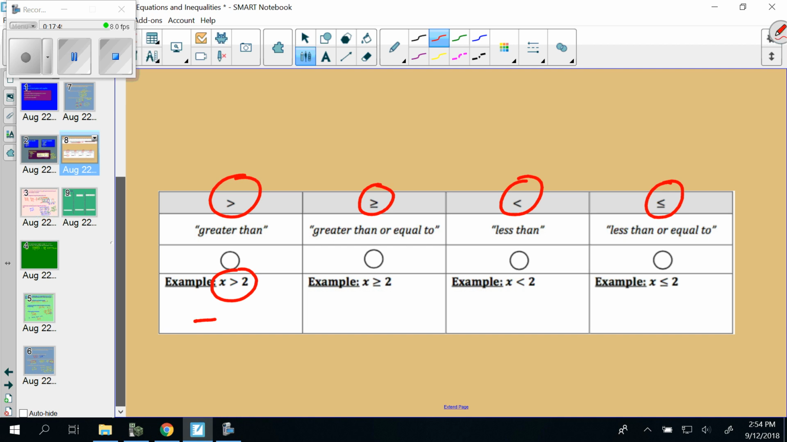So this one would be graphed as this. You would use an open circle, and then as long as your variable's on the left there, greater than would be all the numbers to the right. You can just kind of follow the arrow.